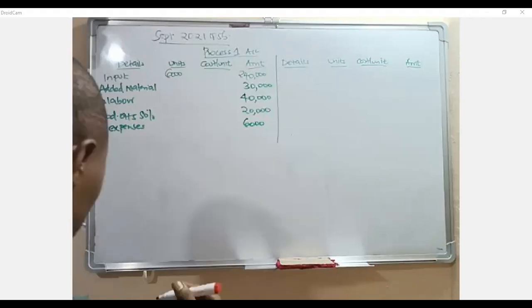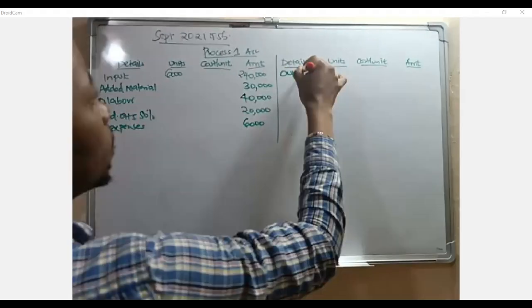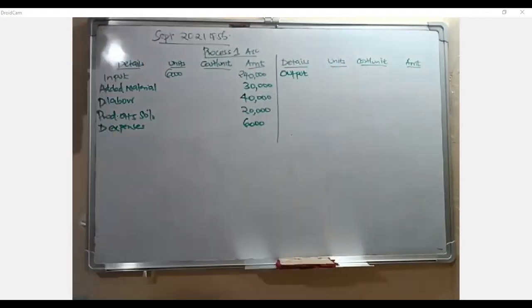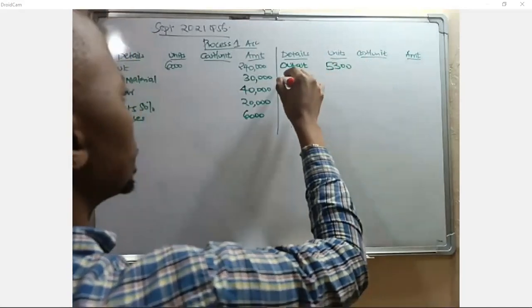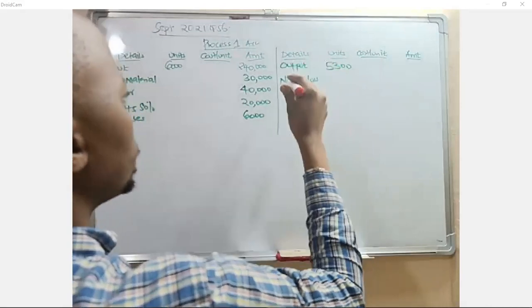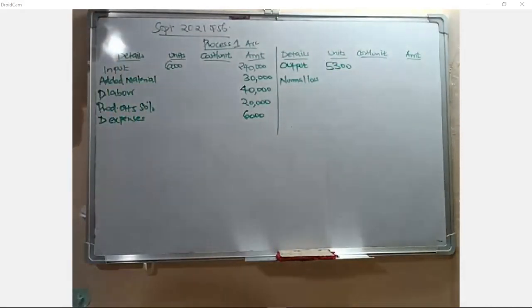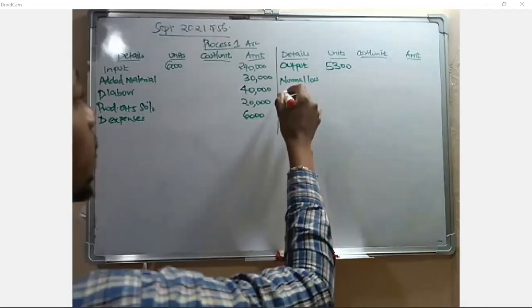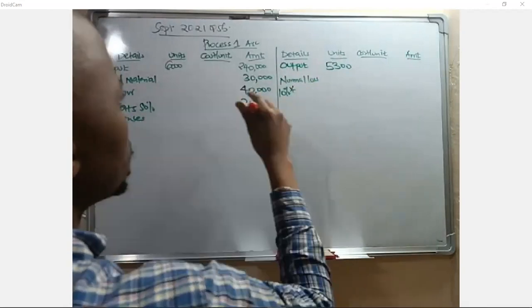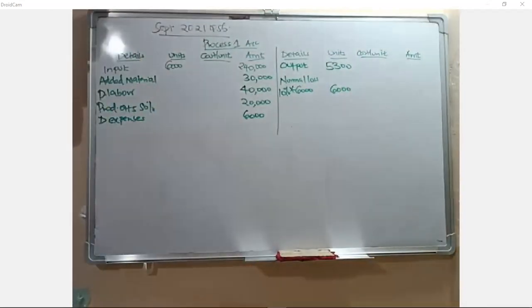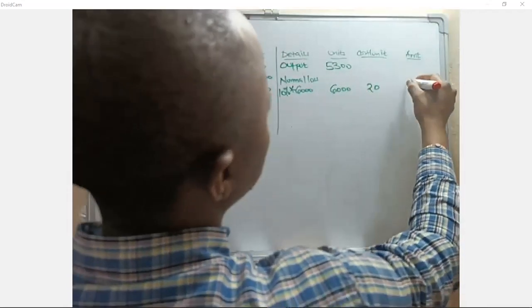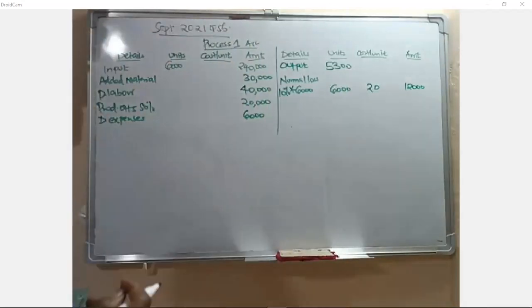Now, when you go on the credit side, you normally record outputs. The examiner has already given you the outputs, because in the additional information the outputs are there. So in process one, we are being given 5,300, but the examiner has not given you the cost per unit. I have to calculate it. Then we go to the normal loss under additional information number one. We have been told that the output was 90%, right? So it means the 10% of the input was our normal loss. This translates to 6,000. The examiner told you in additional information number three that these losses were scrapped at how much? For process one, we have been given 20. This translates to 12,000. Is it 600? 600, sorry.